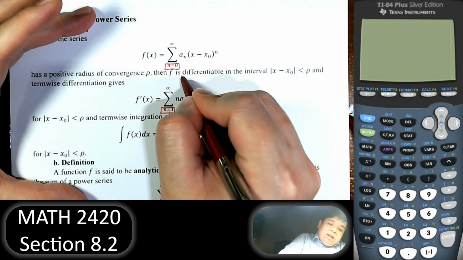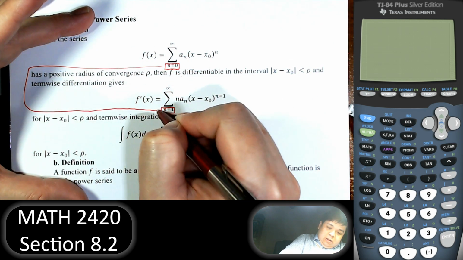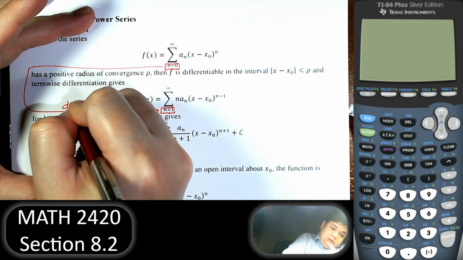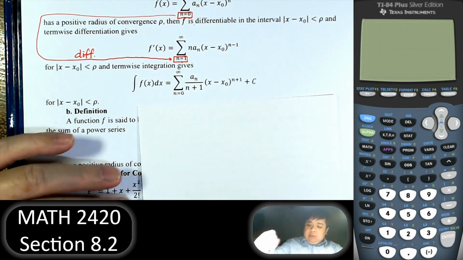Whenever we differentiate, the index will shift into 1 like that. Now of course, if we write it out, it will make sense.